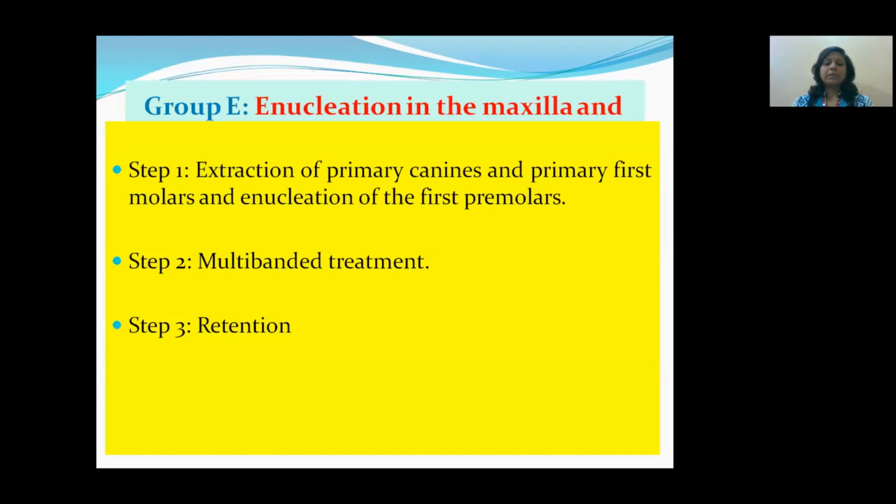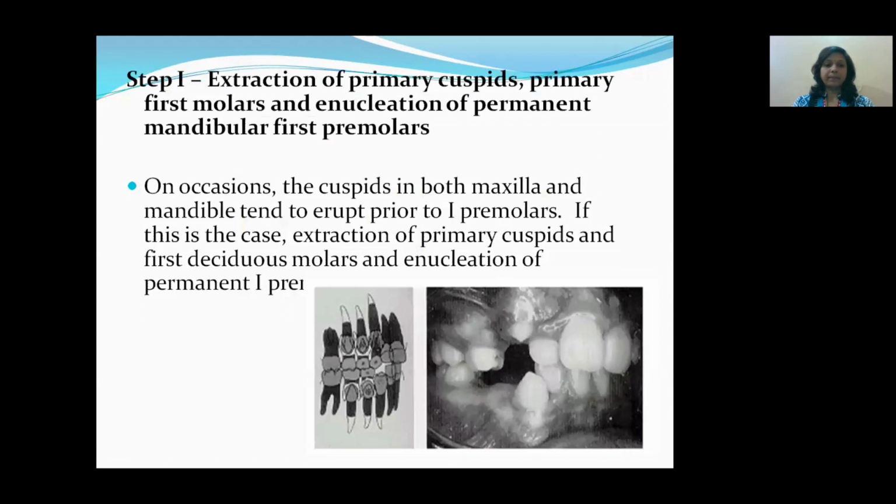Another group is group E, where the enucleation in the maxillary segment is required. The treatment is done in 3 stages. In step 1, extraction of the primary canine and primary first molar is done simultaneously, along with the enucleation of the first premolars. That is followed by multi-banded treatment, and step 3, retention, is given.